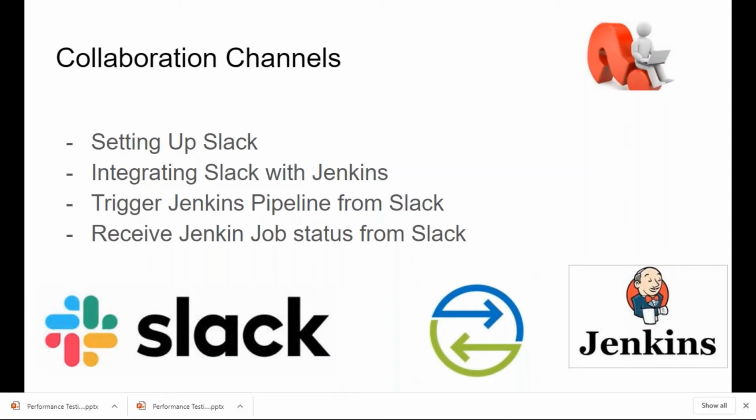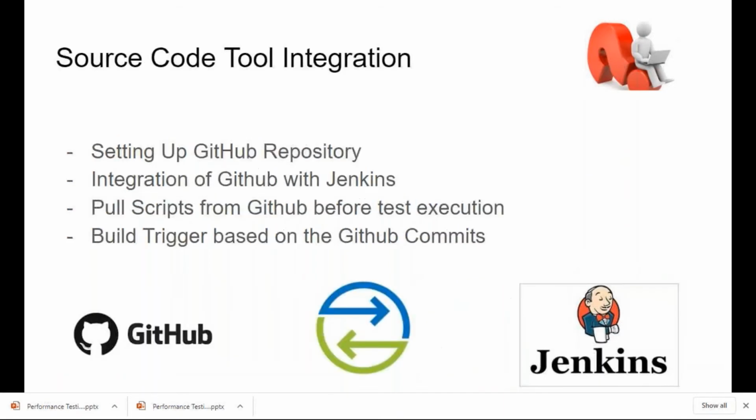Okay, my collaboration channel is all set. I have very good communication being sent to all the stakeholders. What is the next level I can move up to? How can I improve my maturity? We'll also talk about maintaining the scripts.